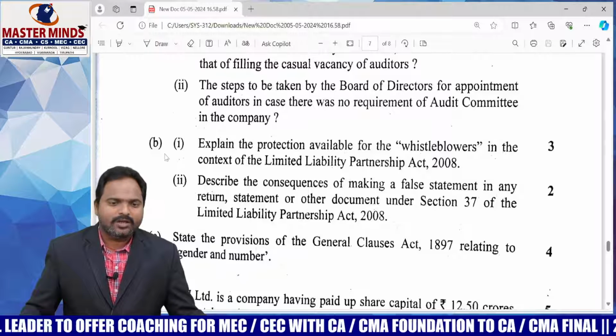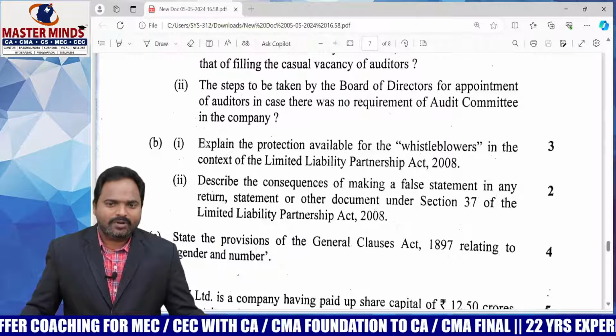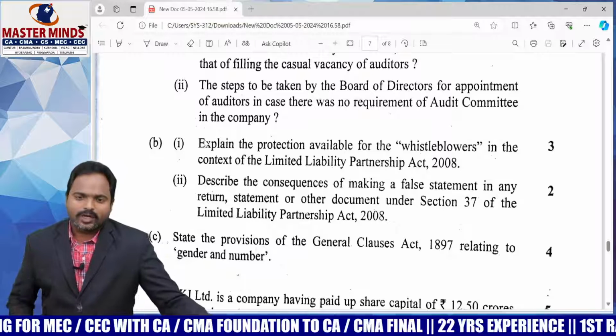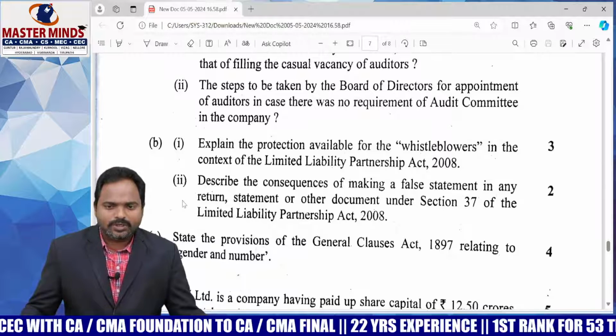So, the LLP Act part is a direct theory question. The whistleblowers concept is there. After fraud, whistleblowing, section 29 is there; 30 is fraud, 29 is whistleblowing. So, it is a direct question; in our material also one question is there on the whistleblowing concept. So any student can write this question.